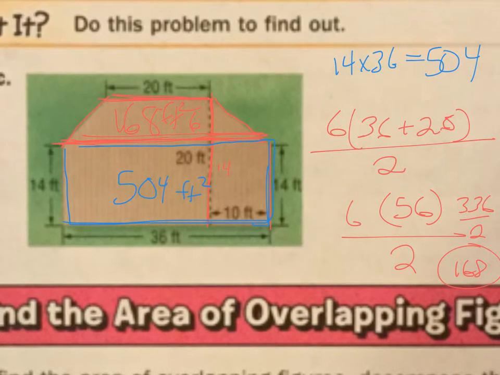Now we just have to add the two things together. 168 plus the 504 will get us 672 feet squared. That is the square footage of the whole thing, this trapezoid plus this big rectangle. Okay?